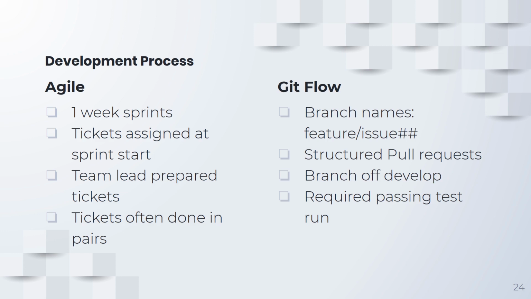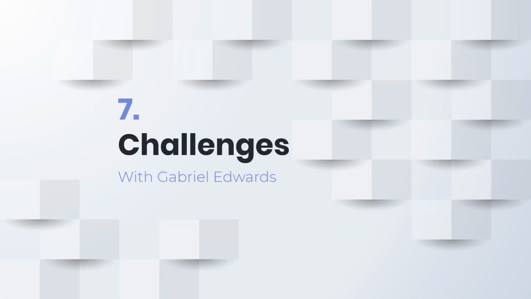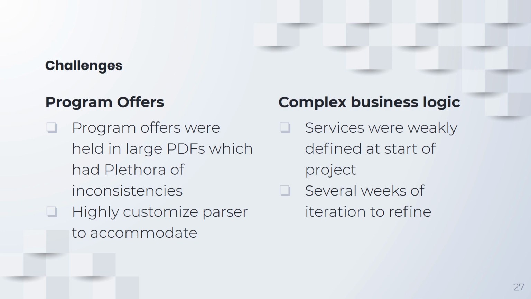Hi, I'm Gabe Edwards, and I'll be talking about a couple challenges we had in this project. The first challenge we faced was parsing the program offers provided by Multnomah County. When you convert them from PDFs to straight text, you get a lot of inconsistencies like random new lines, random whitespace, and fields present in some offers but not others. To get past this, we made the parser extremely customized to the specific PDFs we were dealing with, so we get 100% accuracy on the information we parsed and ultimately seeded our database with, but the parser is not intended to work with any other PDFs.